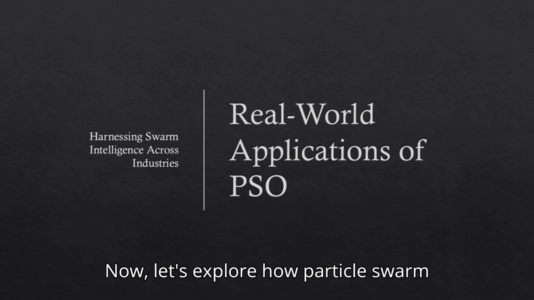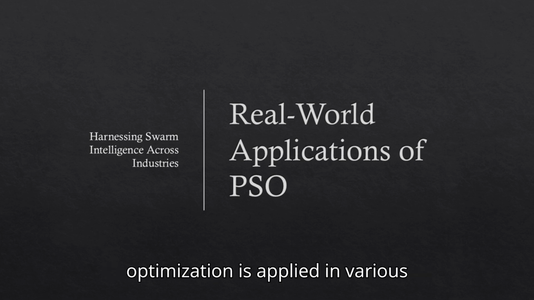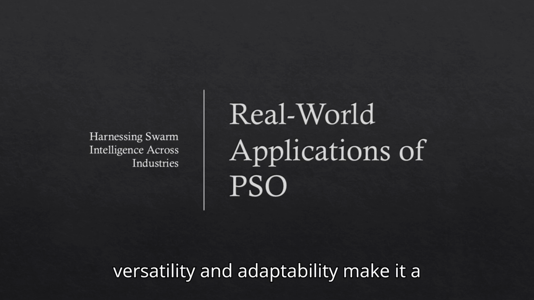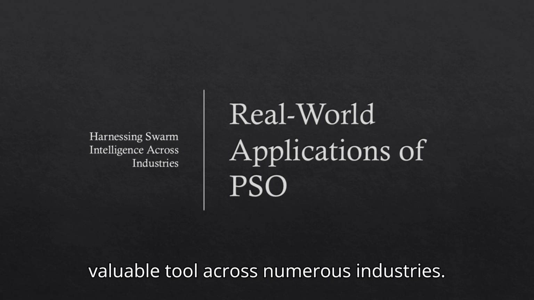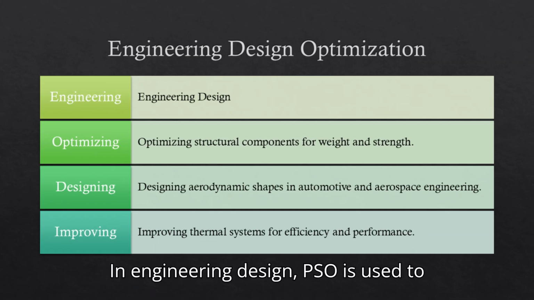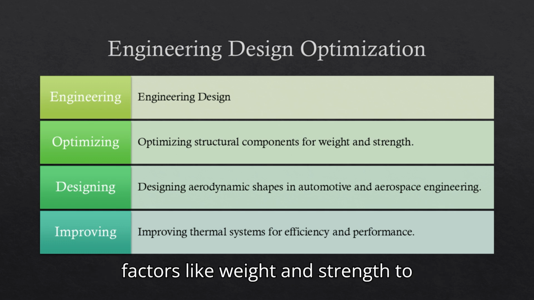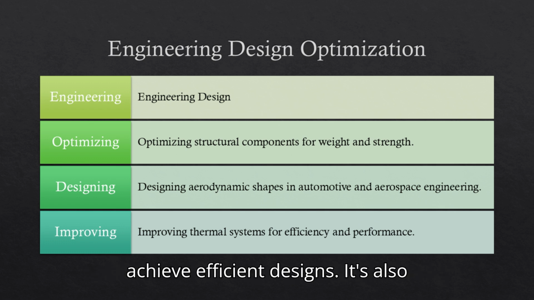Now, let's explore how particle swarm optimization is applied in various real-world scenarios. PSO's versatility and adaptability make it a valuable tool across numerous industries. In engineering design, PSO is used to optimize structural components, balancing factors like weight and strength to achieve efficient designs.